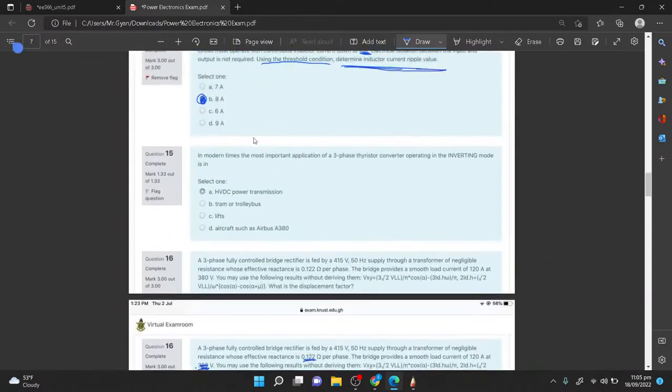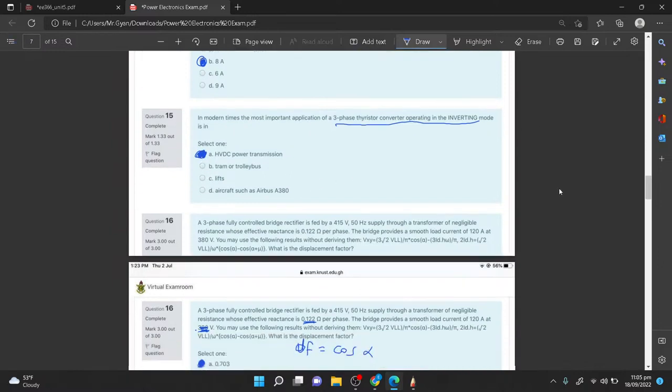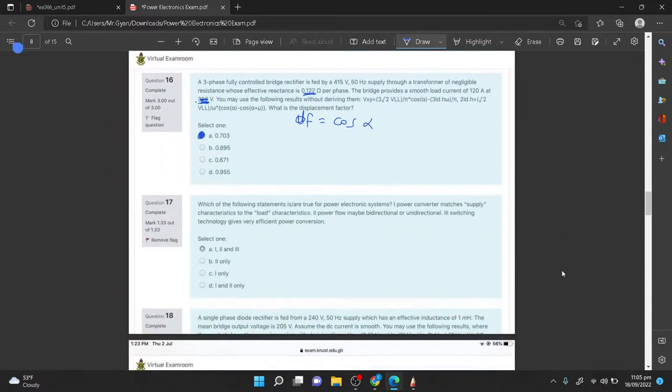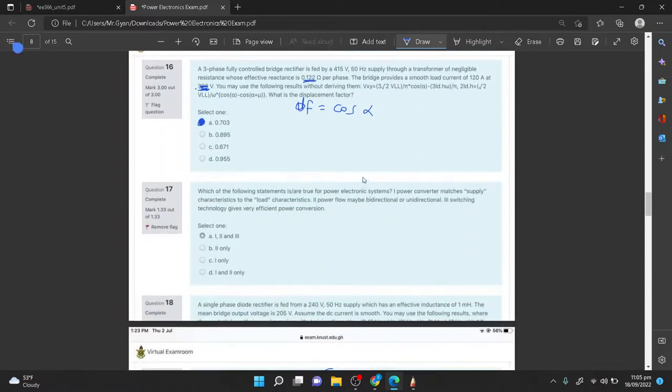Alright. In modern times, the most important application of a three-phase thyristor converter operating in the inverter mode is HVDC power transmission. Sure, it's in the slides. Which of the following is true? This question came in the midterm. That power converters match supply to load, bidirectional or unidirectional, and efficient. So it's all three.